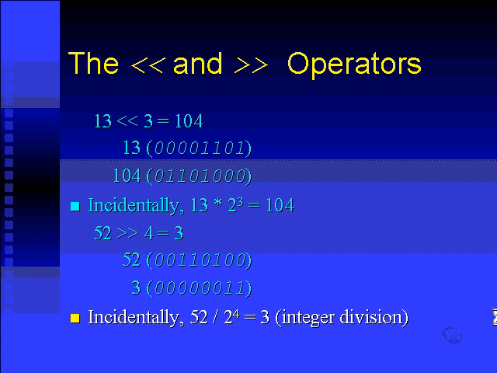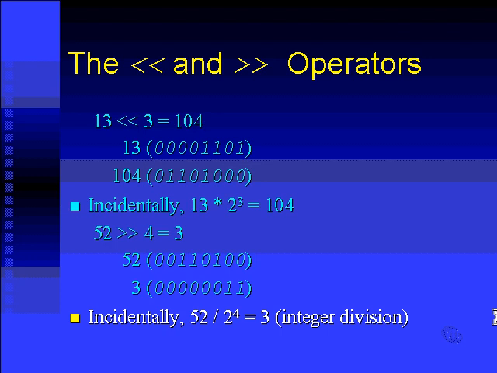And incidentally, 52 divided by 2 to the power of 4 equals 3 if you do that as an integer division. In other words, 52 divided by 16 is 3. Well, 3 with a certain remainder. But we chop off the remainder because we're doing integer division. So you can think of shifting left as multiplying by 2, and you can think of shifting right as dividing by 2.